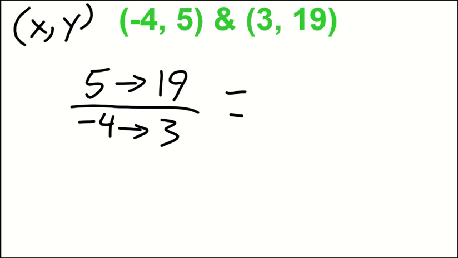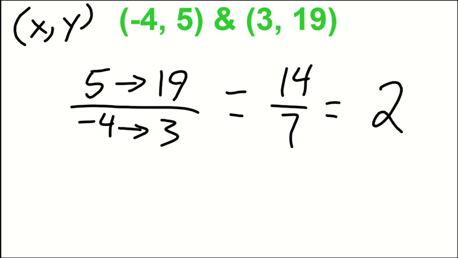So from 5 to 19, that's an increase of 14. From -4 to +3, that's an increase. We're going from -4 to +3. That's an increase of 7. So our change in Y would be 14. Change in X would be 7. What's 14 divided by 7? 2. That's it. That's our slope. Slope's 2. Okay? Kind of follow a little bit so far?